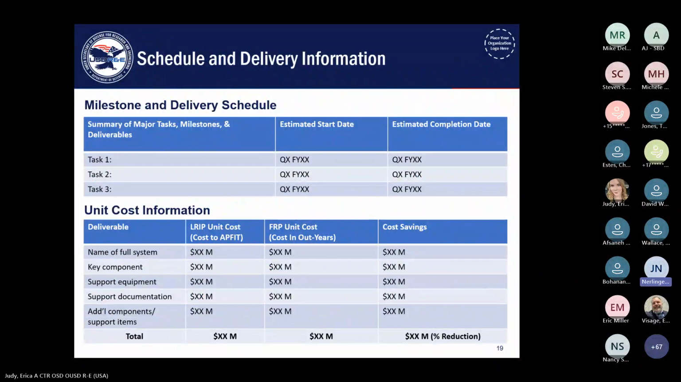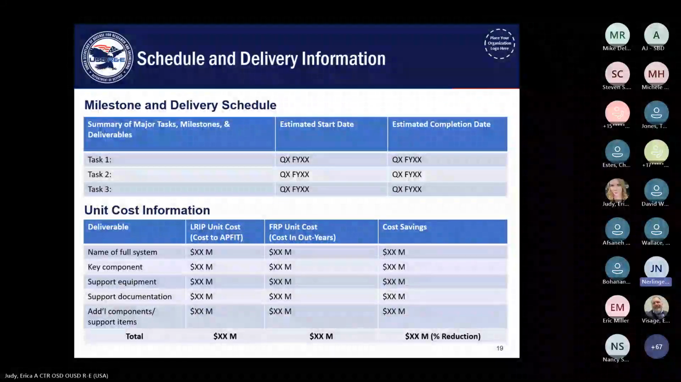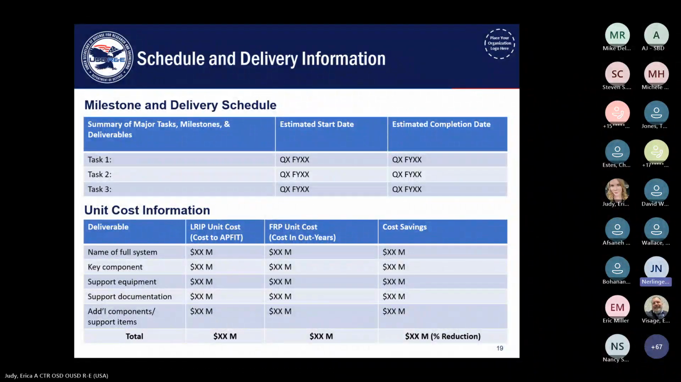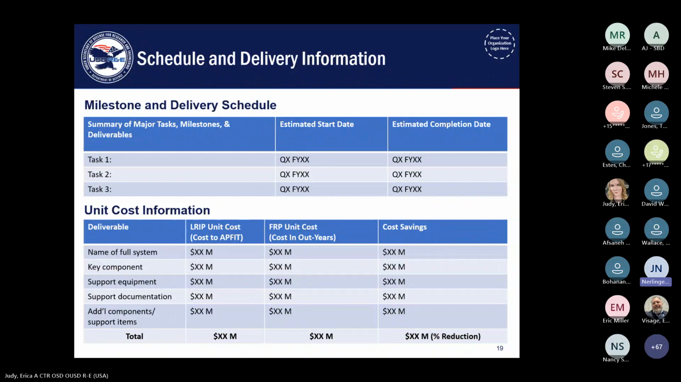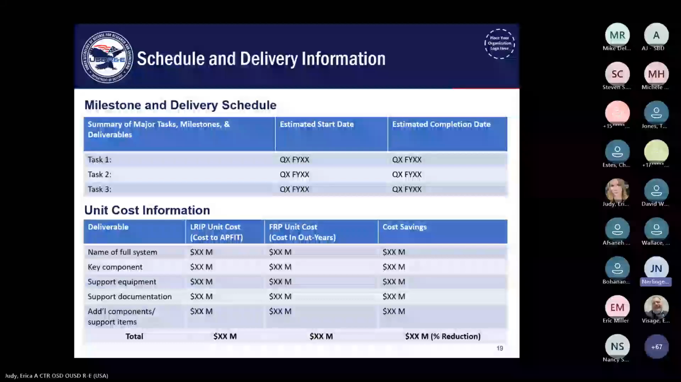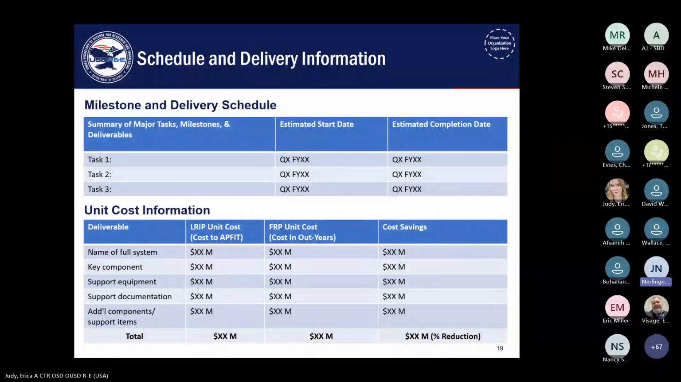Pretty straightforward here. We ask for milestone delivery schedule up top, and then a breakdown of the unit cost information down below. So understanding that you'll likely be somewhere around the low rate initial production phase, leading into a would-be APFIT award, and then coming out of that, at some point you'll hit full rate production. We want to know, what is that? Is there a degradation in cost per unit? What is that cost savings that, because of the APFIT award, we can say that we're giving to the Air Force or the Army, whatever DoD organization is going to continue procuring your capability in out years. Slide, please.